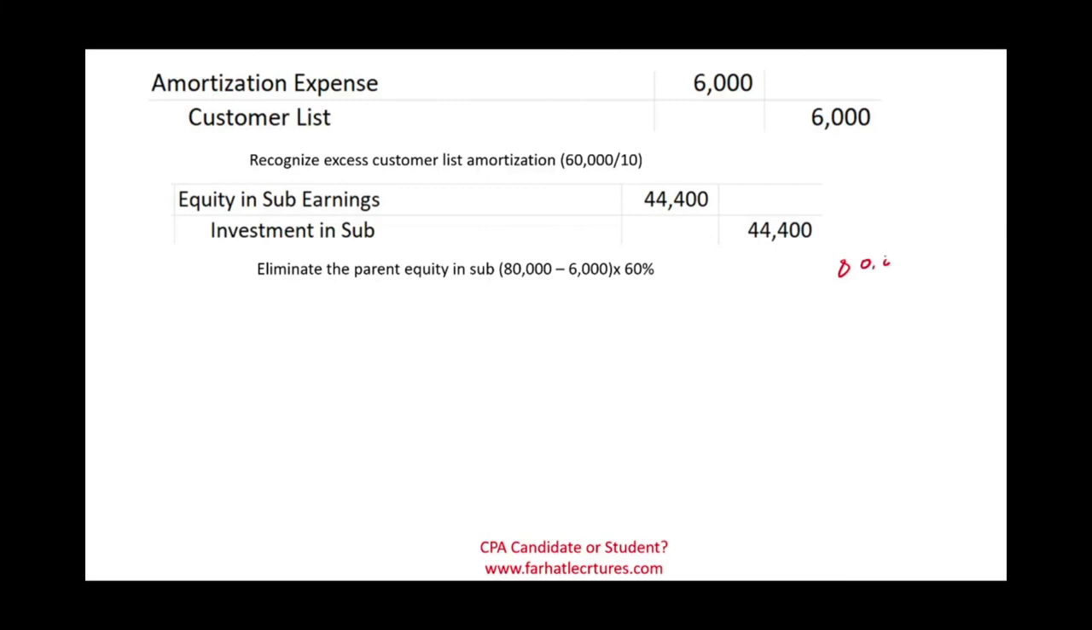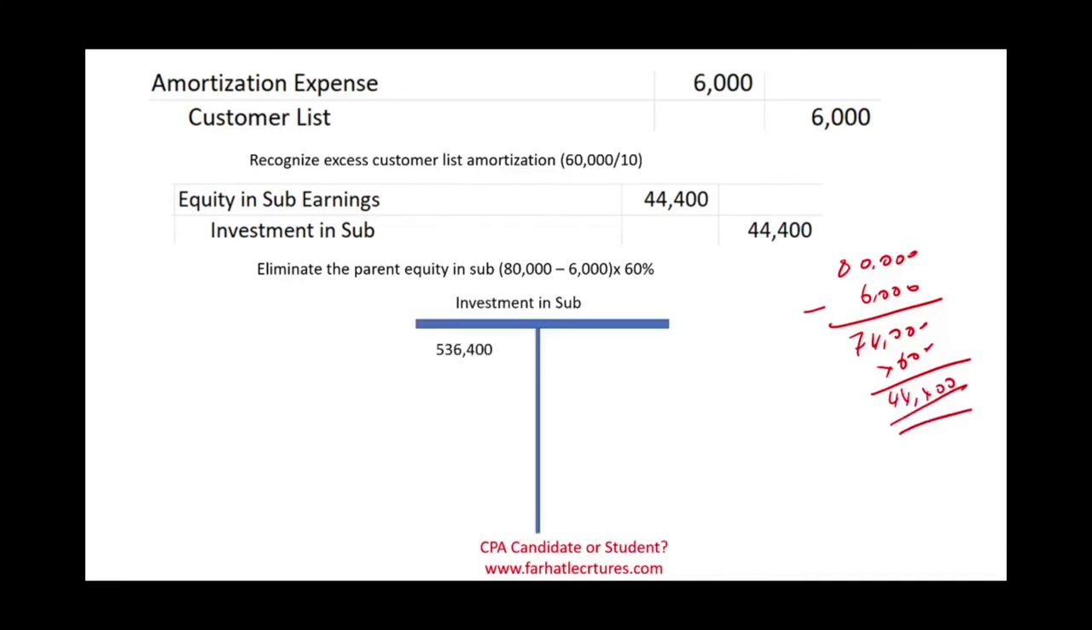And we're going to eliminate the parent equity in sub, which the net income was 80,000, minus 6,000 in the excess amortization, which will give us 74 times 60%, which will give us 44,400.